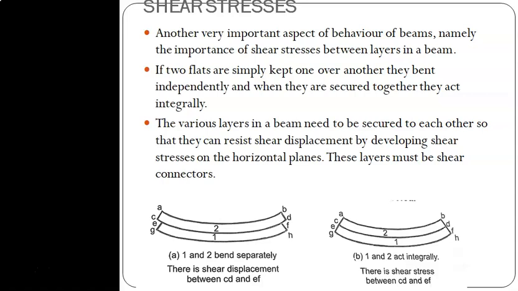Another very important aspect of the behavior of beams is the importance of shear stresses between layers in a beam. If two flats are simply kept one over another, they bend independently, and when they are secured together, they act integrally. So the various layers in a beam need to be secured to each other so that they can resist the shear displacement by developing shear stresses on the horizontal plane. These layers must have shear connectors. You see that these are the individual flats. If they are not integrally connected, there will be a shear displacement. If they are integrally connected, the shear displacement is arrested.